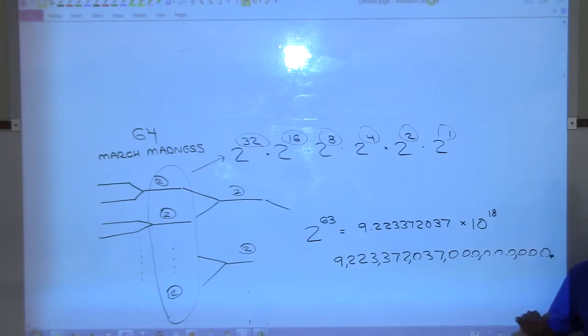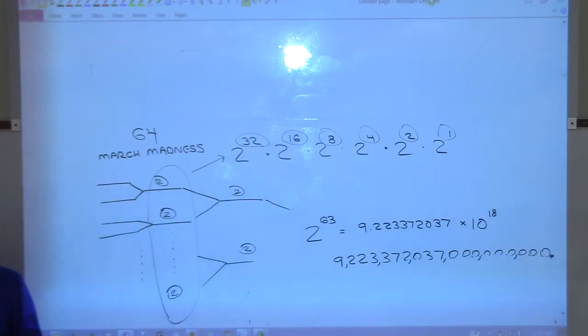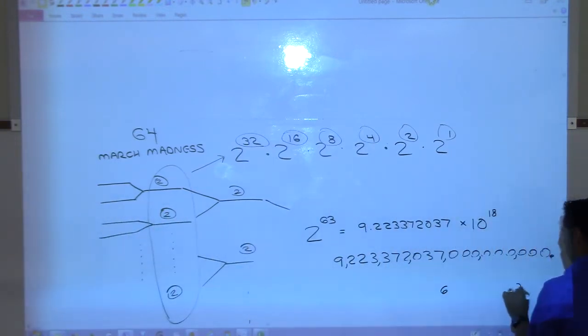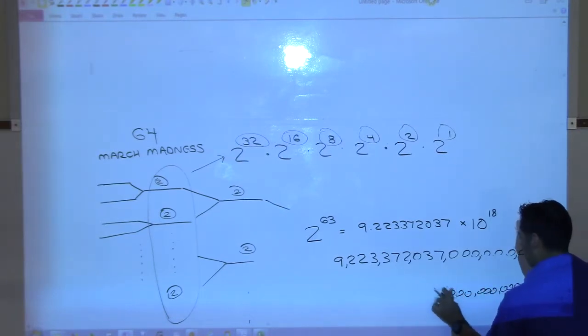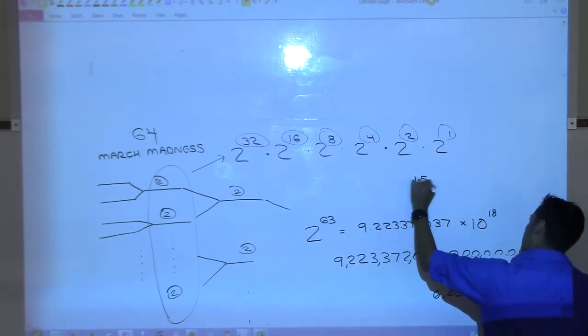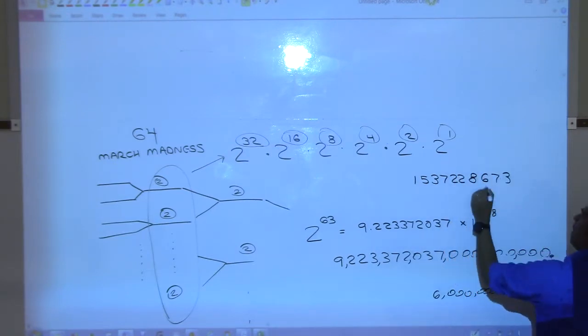So how many people are on the planet? Anyone know how many people are on the planet right now? Let's go with 6 billion. That sounds like a good number. I'm going to take this number and divide it by 6 billion. Now, what's 6 billion? 1, 2, 3, 1, 2, 3, 1, 2, 3. So this is millions, so 6 billion. I'm going to divide it by that number, so divide that by 6 with 9 zeros. 1, 2, 3, 4, 5, 6, 7, 8, 9. And I get 1, 5, 3, 7, 2, 2, 8, 6, 7, 3.